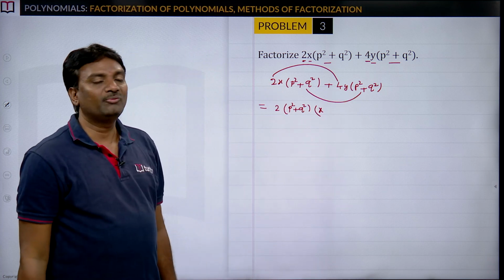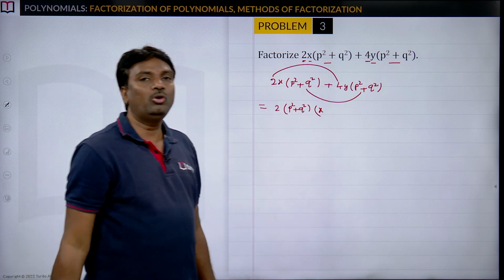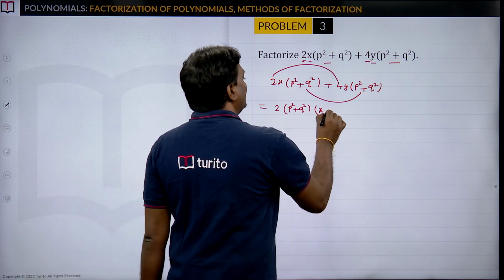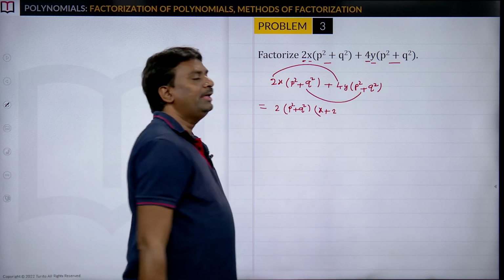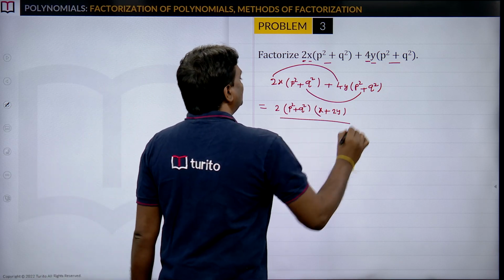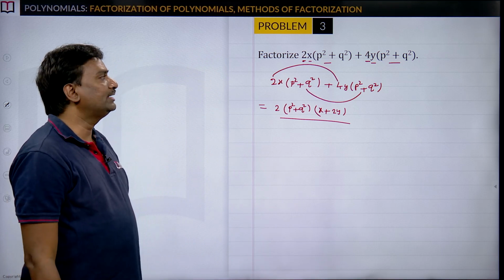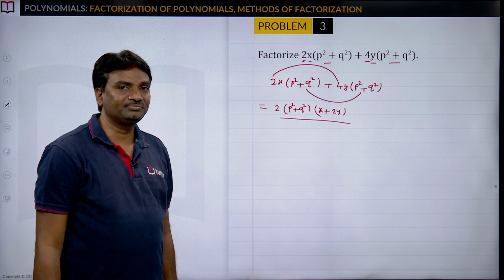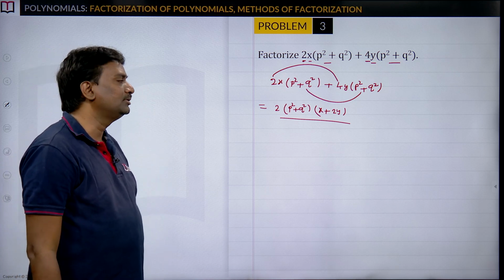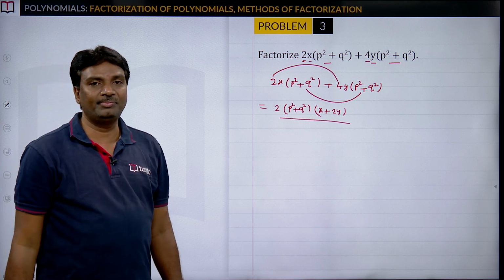From the second term, we have taken 2 of p square plus q square as common, where 4 can be written as 2 into 2. So, 2, and we have taken p square plus q square as common, the remaining part is y. So, we have expressed the given polynomial 2x of p square plus q square plus 4y of p square plus q square as 2 into p square plus q square into x plus 2y.